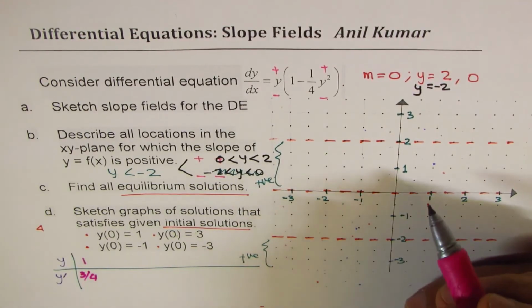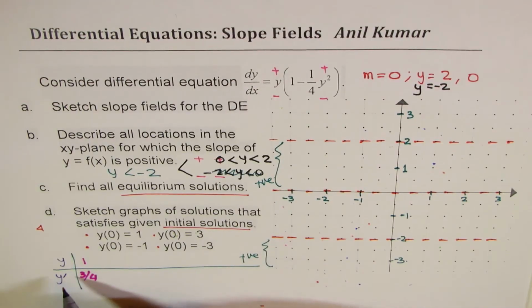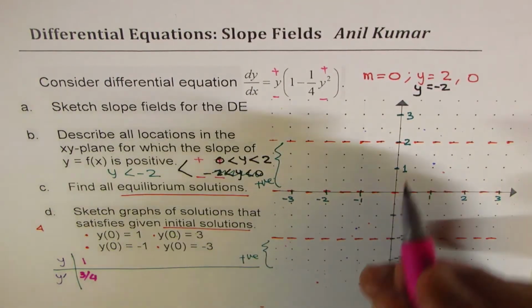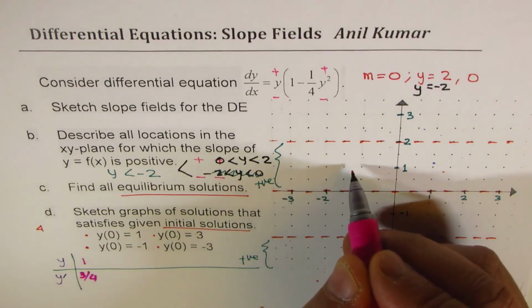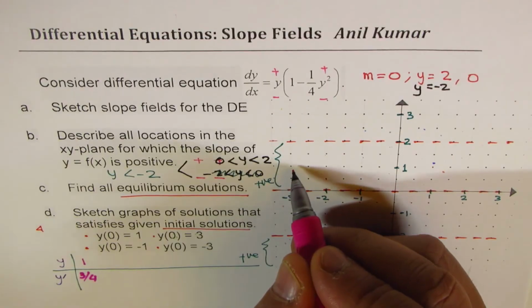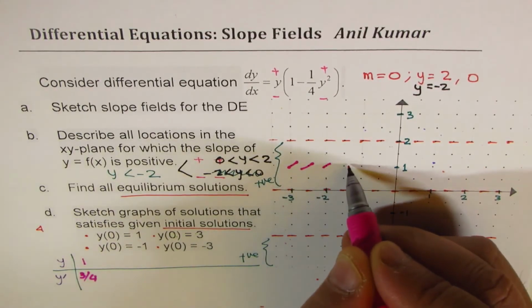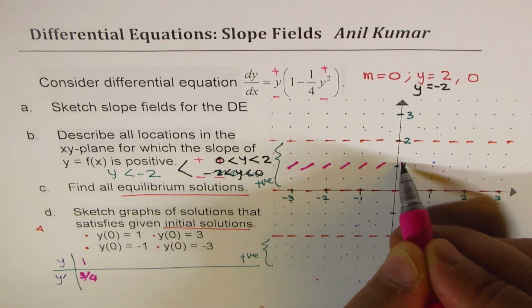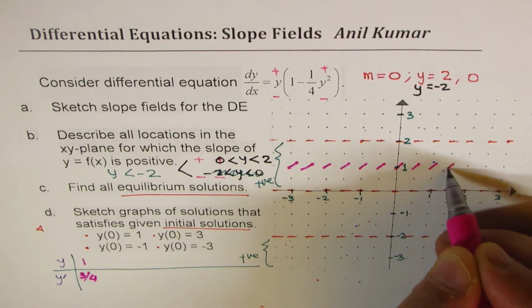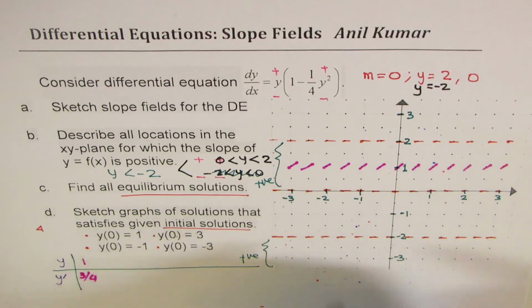So slightly less than 1. So wherever y value is 1, the slope is 3/4 and it is positive as expected. So y value is 1 along this line. So 3/4 is less than 1. So we'll draw these lines here as 3/4 slope. Correct?